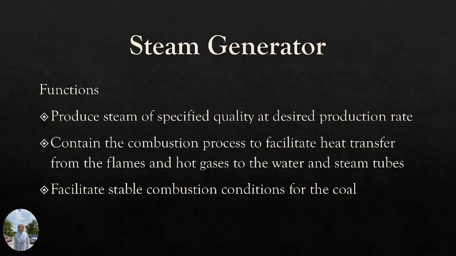Other than the refrigeration system, there's also a steam generator. The use of the steam generator in this power plant is to produce steam of specific quality at the desired production rate. It is to contain the combustion process to facilitate heat transfer from the flames and hot gases to the water and steam tubes. It is also to facilitate stable combustion conditions for the coal.